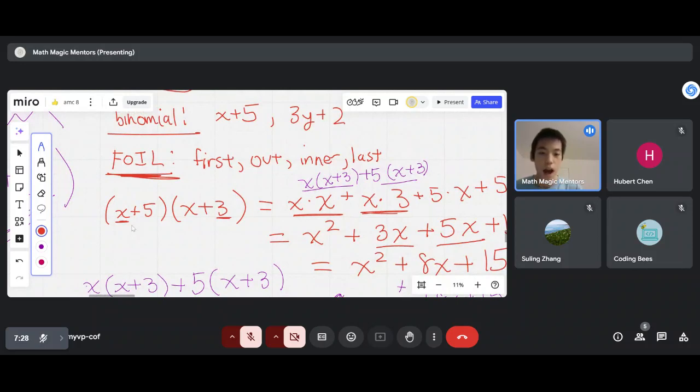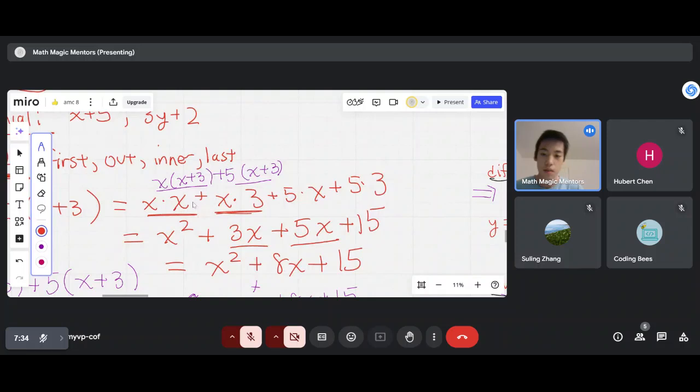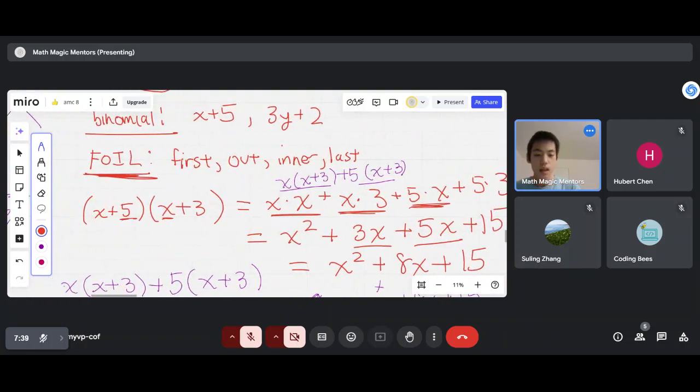And then you can do this similar process for the inner. So the inner will be 5 and x. So the inner will be 5 times x. And then you can see it right here. You just add the product. And then the last will be just 5 and 3, because those are the last terms of each binomial.